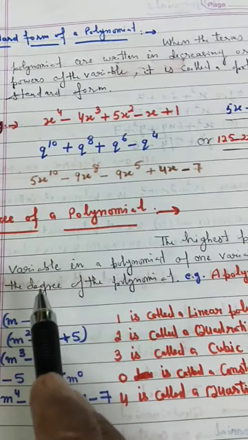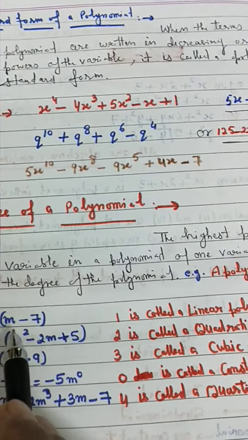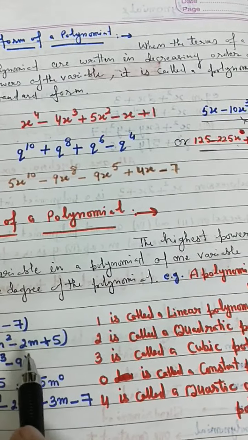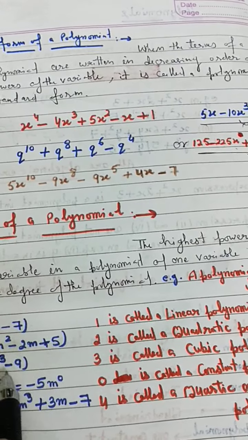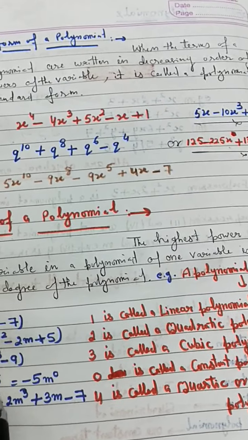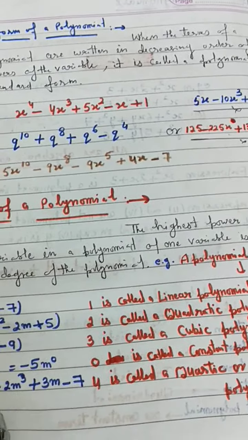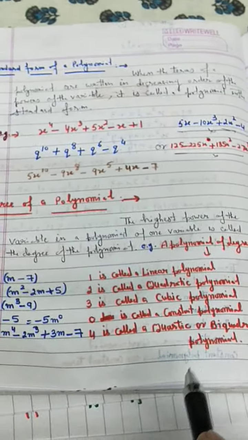Next, degree of polynomials. If the variable is m and the power is 1, this is called a linear polynomial. m square minus 2m, power is 2, is called quadratic. m cube, power is 3, is called a cubic polynomial. Here minus 5, power is 0, is called a constant polynomial. m to the 4, power is 4, is called a quartic or biquadratic polynomial.